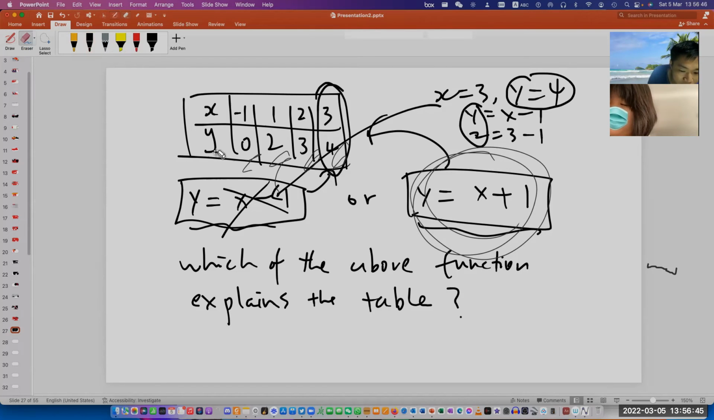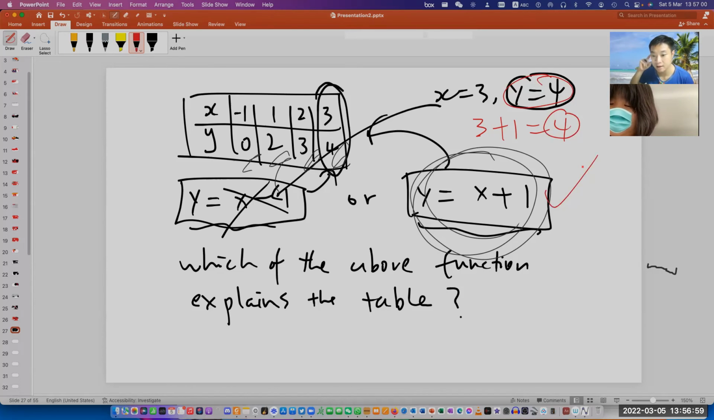Check the second equation, or the second function. y equals x + 1. So x is equal to 3, plus 1, so equals 4. So y equals 4 and you get 4. Yes, so this explains it. So that's how you check which function or which equation explains the table. Are you clear? Yeah. Okay, good.